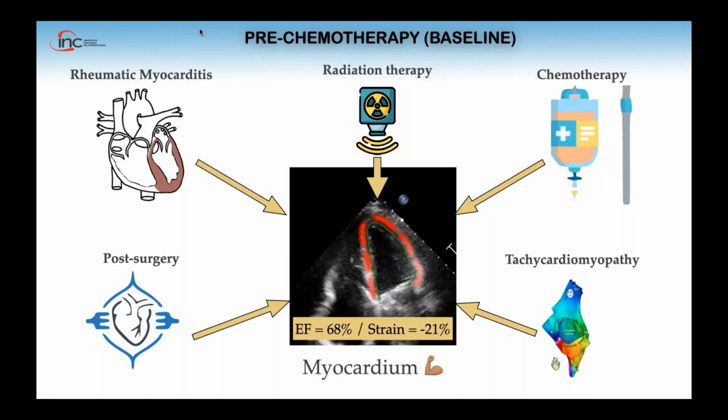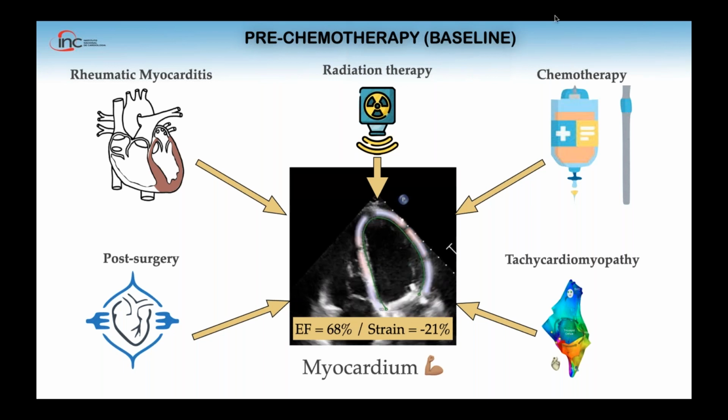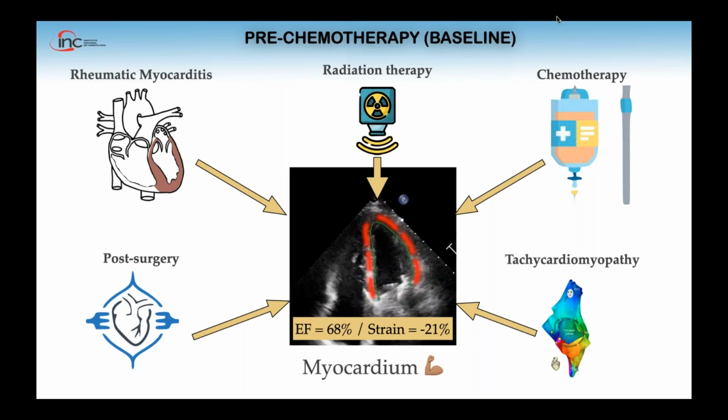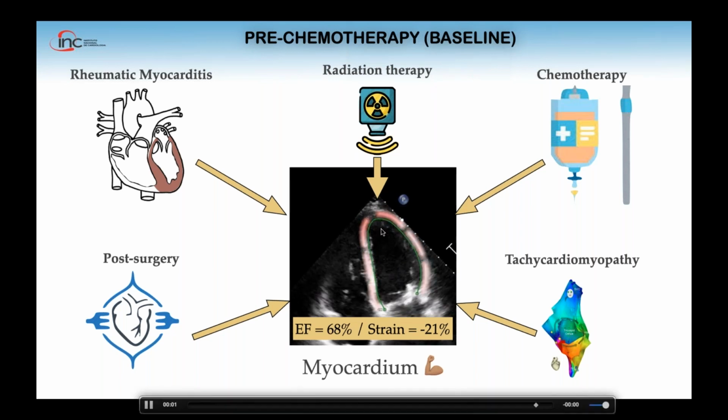In summary, the myocardium of this patient has survived a variety of aggressions like rheumatic fever, radiation therapy, previous anthracycline use, arrhythmias, and cardiac surgery with mitral and aortic valve replacement. At baseline of the present chemotherapy, she had an ejection fraction of 68% and a preserved myocardial strain of 21%, as you can see here in the center.